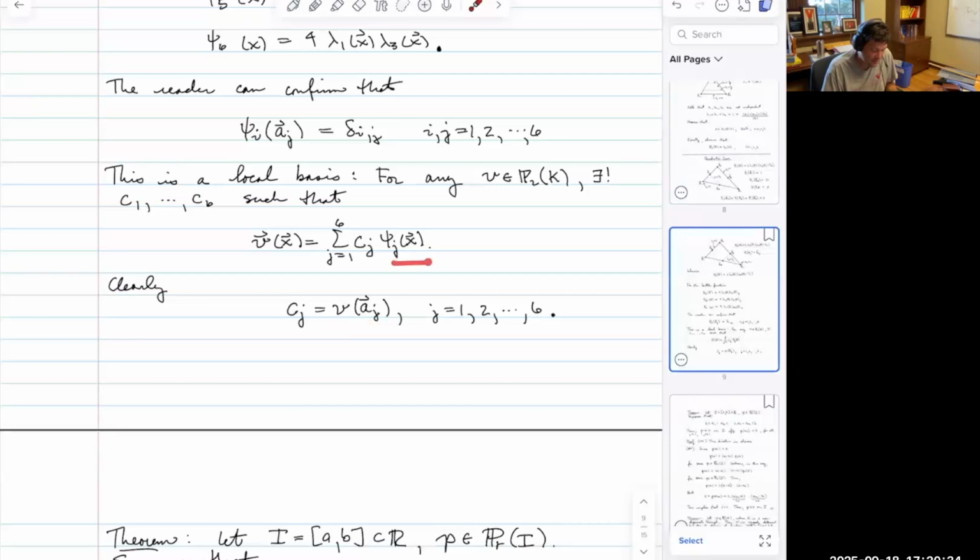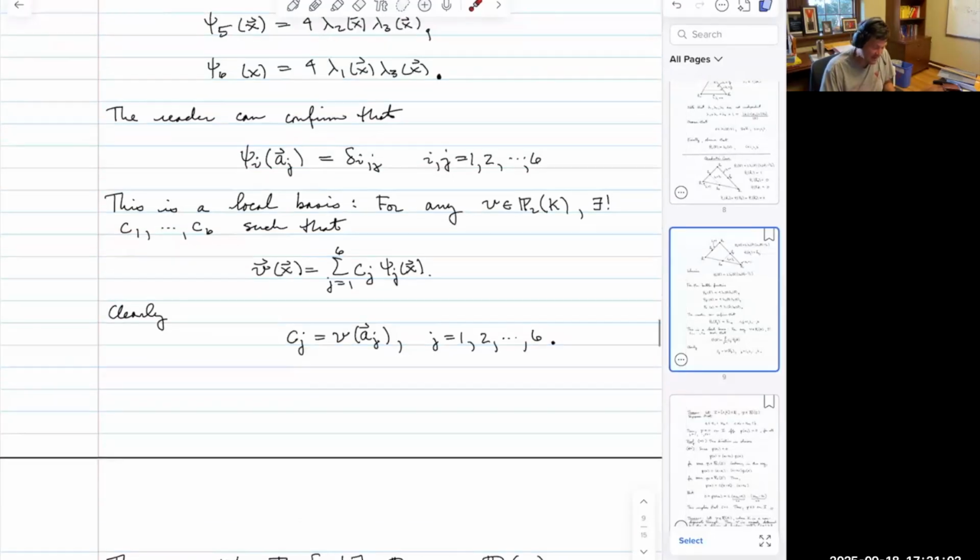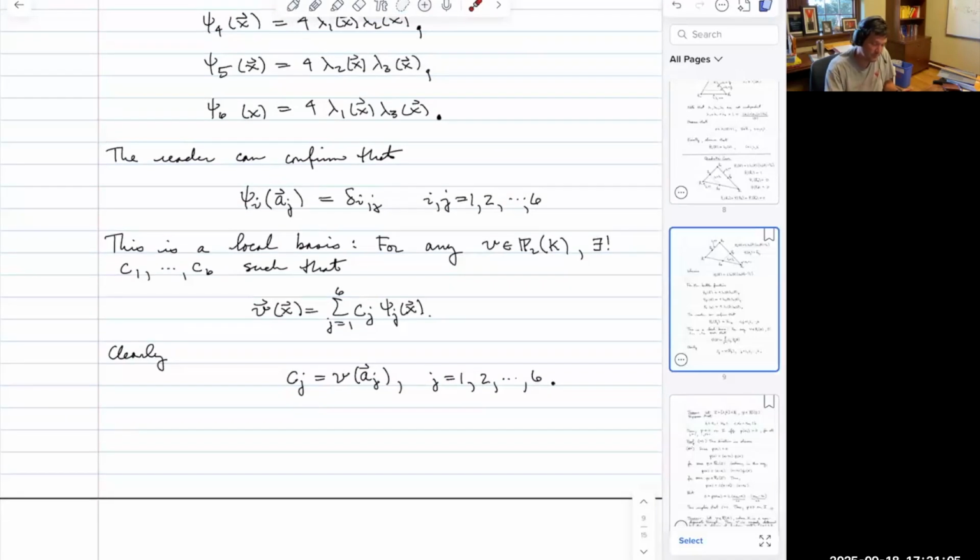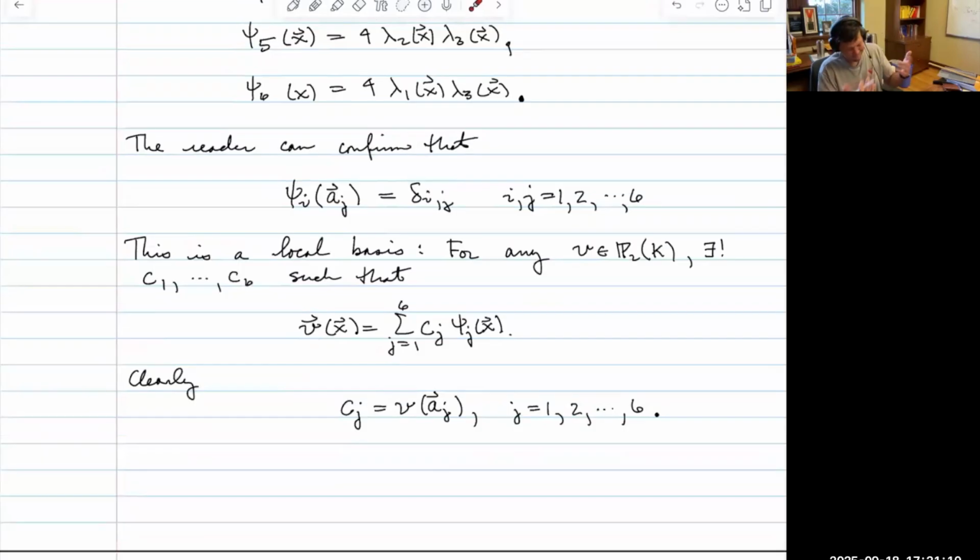And that holds because of this relationship here. If I put in ai for x, then I get a Kronecker delta symbol, and so out pops Cj, or maybe it's better to think about it as putting an ai here. What pops out is going to be Ci. Okay, so try it out for yourself. And the fact that this is a local basis, we're going to prove conclusively in a moment. Well, not in a moment, but next time we meet.